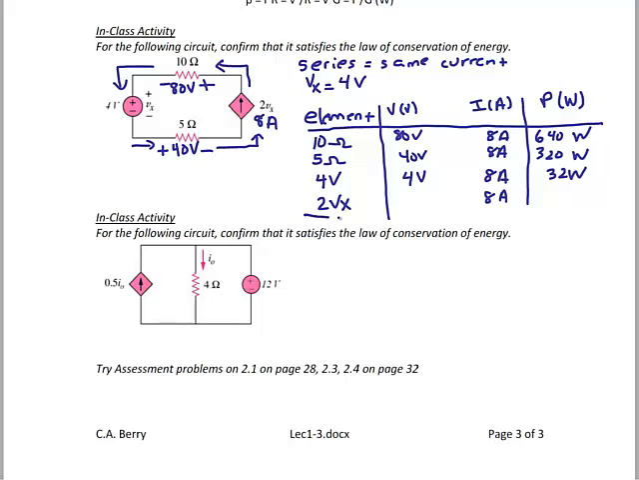So even without finding the voltage for the dependent source, I know that if this circuit's going to obey the law of conservation of energy, that dependent current source better deliver power. But let's figure out how we confirm this exactly.